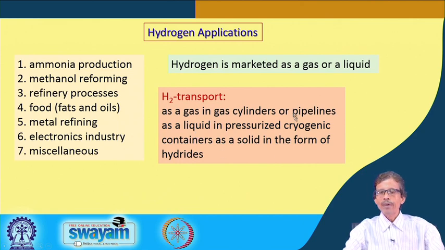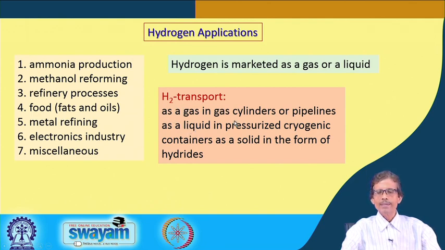So, if we can have hydrogen as a gas or as a liquid, transport of hydrogen would be a difficult task. As a gas it can be transported by cylinders or in pipelines, or as a liquid in pressurized cryogenic cylinders, because at cryogenic, that means at a low temperature, we have to go for pressurized liquefaction of these, or as a solid in the form of hydrides.